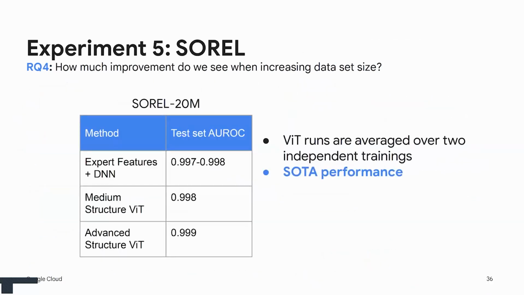Let's increase the data set size. Going to Sorel 20 million. There's a small asterisk here. I don't have all 20 million files. I have 19.7 something. There's like a small smidgen I'm missing. If anybody in the audience has the full data set, let's talk.